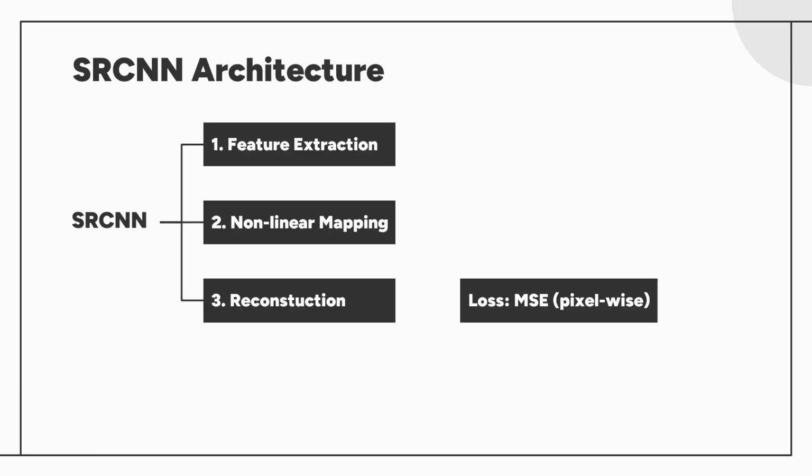The architecture consists of 3 distinct stages. First, feature extraction uses large 9 by 9 filters to capture spatial patterns. Second, nonlinear mapping transforms these features through 1 by 1 convolutions. Finally, reconstruction combines the mapped features to produce the high-resolution output using 5 by 5 filters.